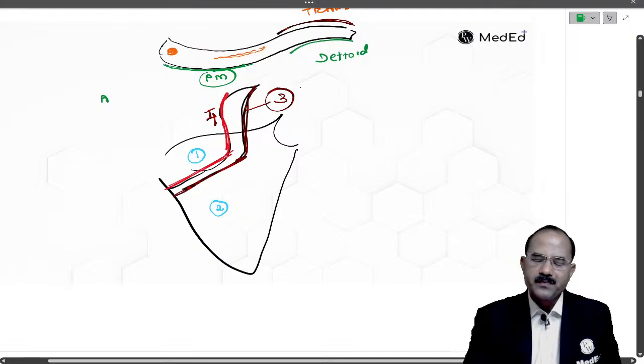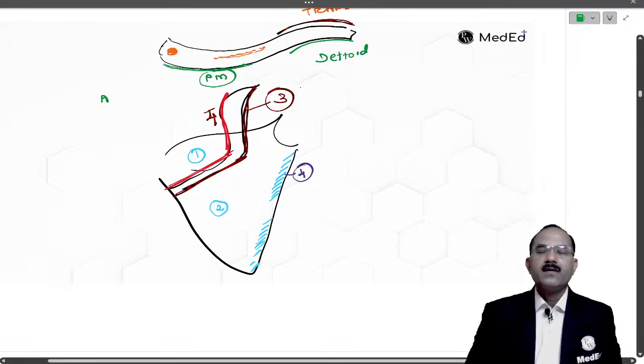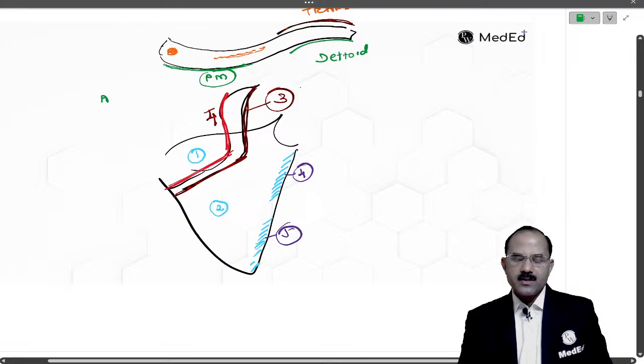Very good. What is this muscle attached here to the lateral border of the scapula? I just put numbers here. This is number 4. What is this? Teres minor. And what is this number 5? That's the teres major.